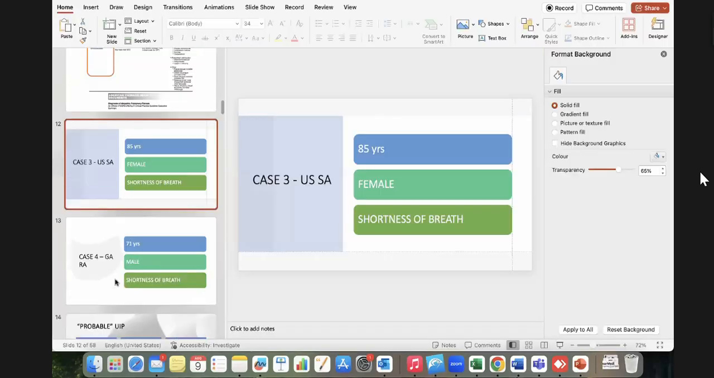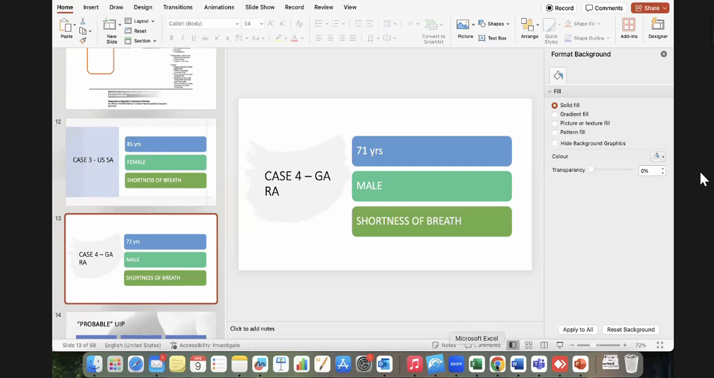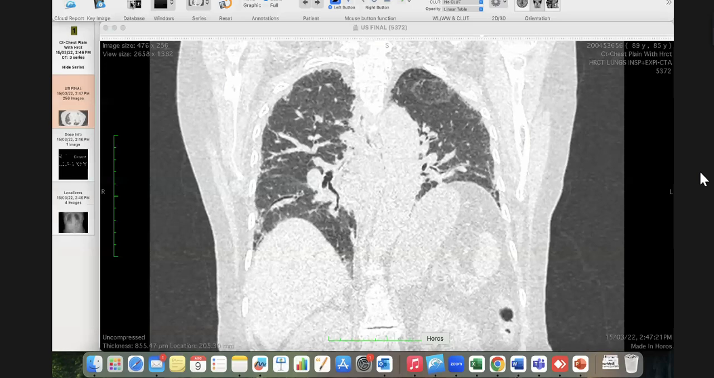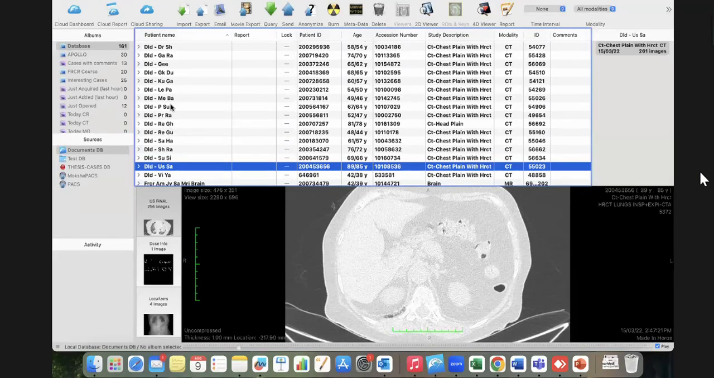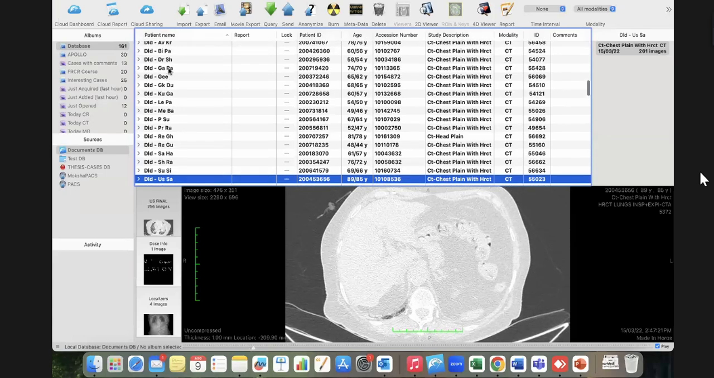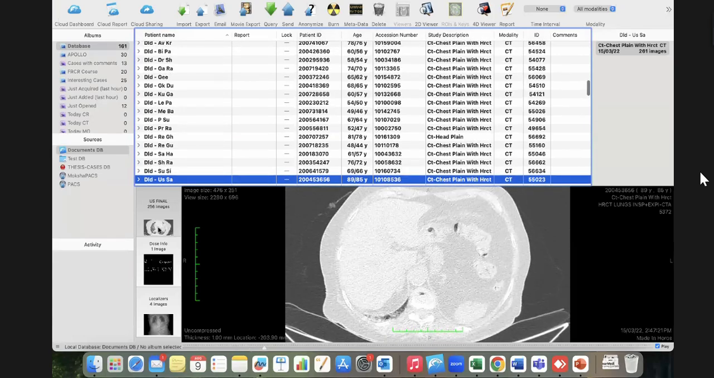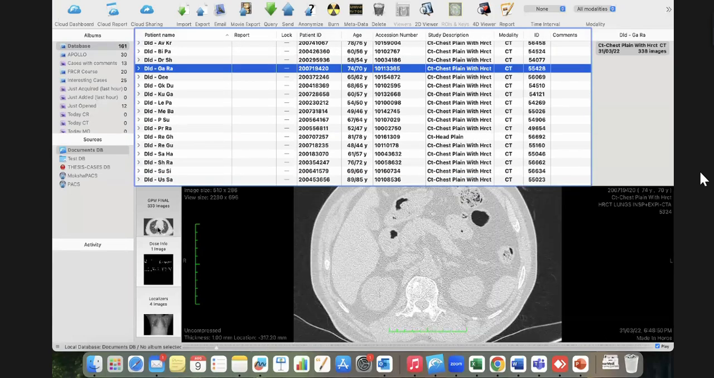There is one more case to show you in this series. So pardon me this toggling because I'm working on one laptop. There is no way that I can avoid going back and forth between the PPT and Horos.